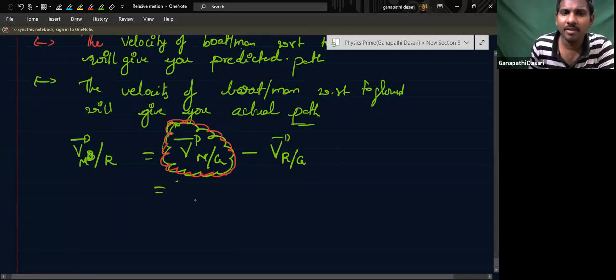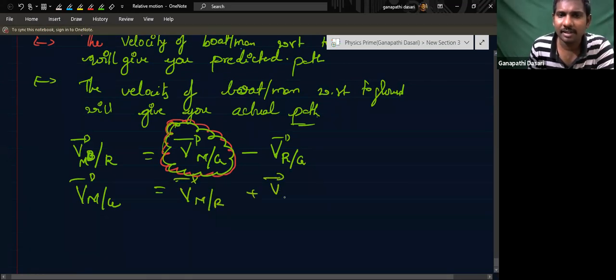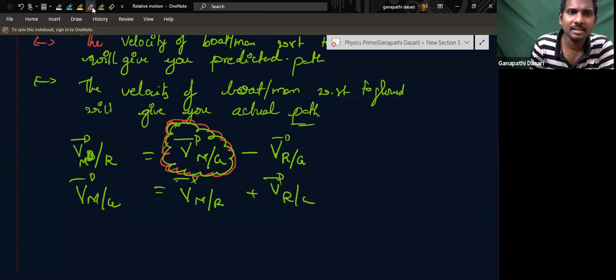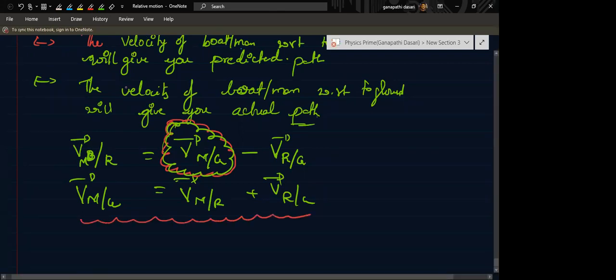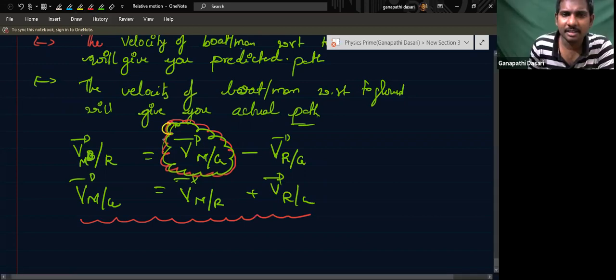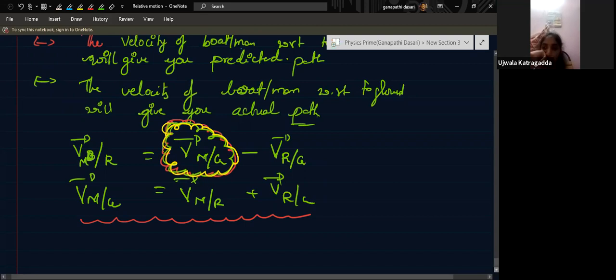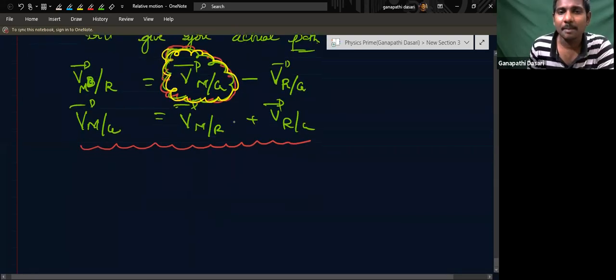So to get this, what will we do? I'll make this the subject. Velocity of the man with respect to ground is equal to velocity of man with respect to river plus velocity of river with respect to ground. Are you getting this? Varun, did you understand this? Yes, sir. So now you see, subtracting is not happening here. Addition is happening.